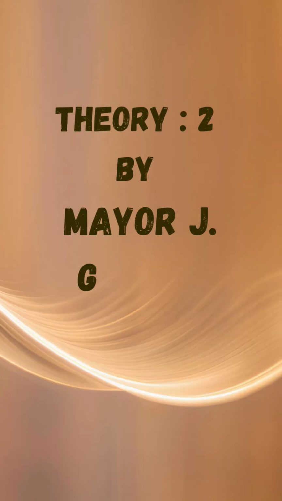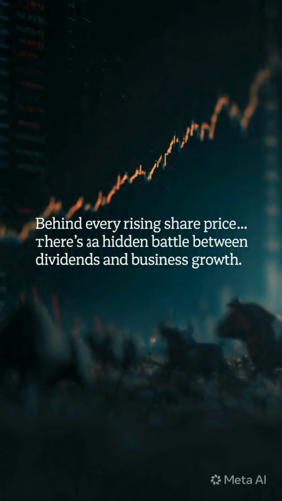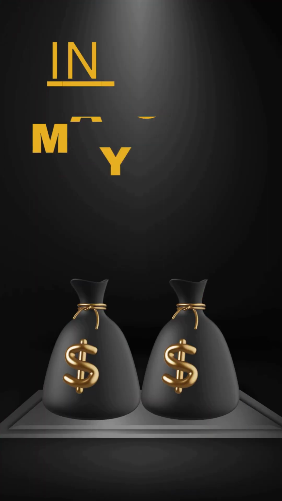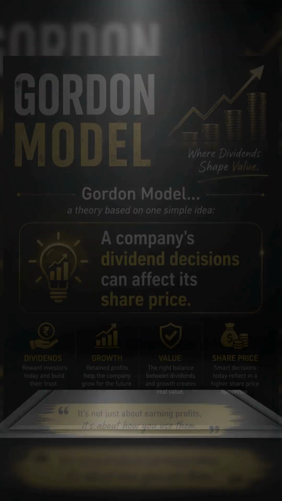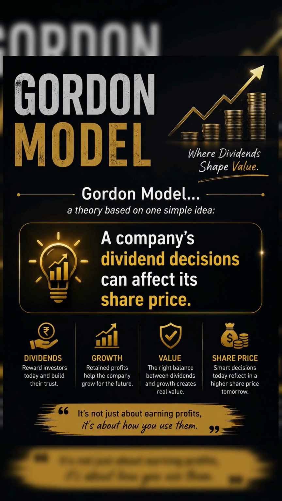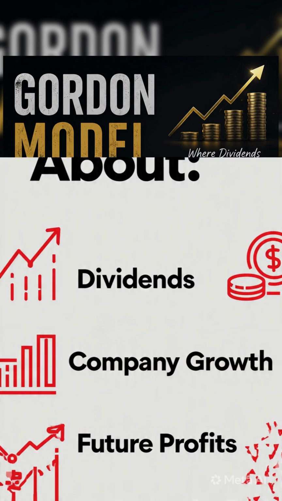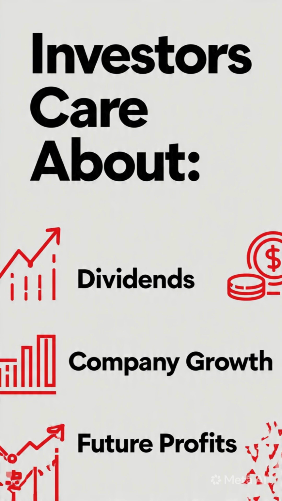What if I told you behind every rising share price, there's a hidden battle between dividends and business growth? In 1962, Myron J. Gordon introduced the Gordon model, a theory based on one simple idea. A company's dividend decisions can affect its share price. This model says investors care about dividends, company growth, and future profits.